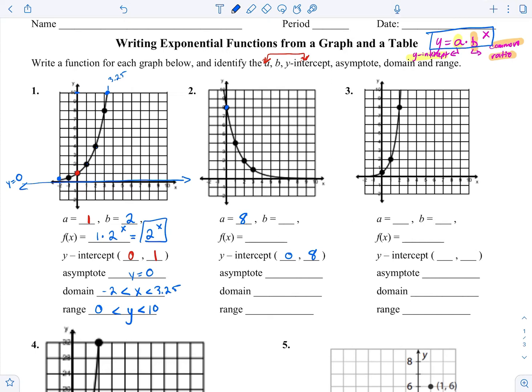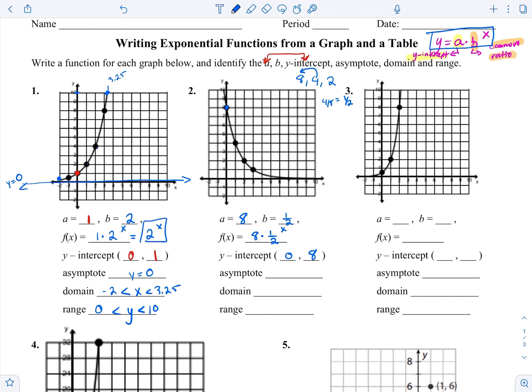All right, our b, we start here with our 8, right? That's our y for one point. The next point, our y is 4. The next point, our y is 2. So if we want to determine our common ratio, we take our 4 divided by 8. That leaves us with a half. So that's our b. So to write our exponential function, a times b to the x, that's 8 times a half to the x. There we are.